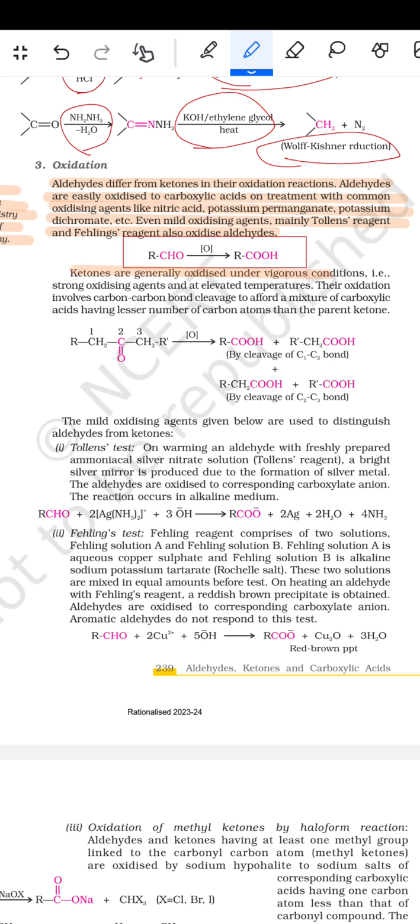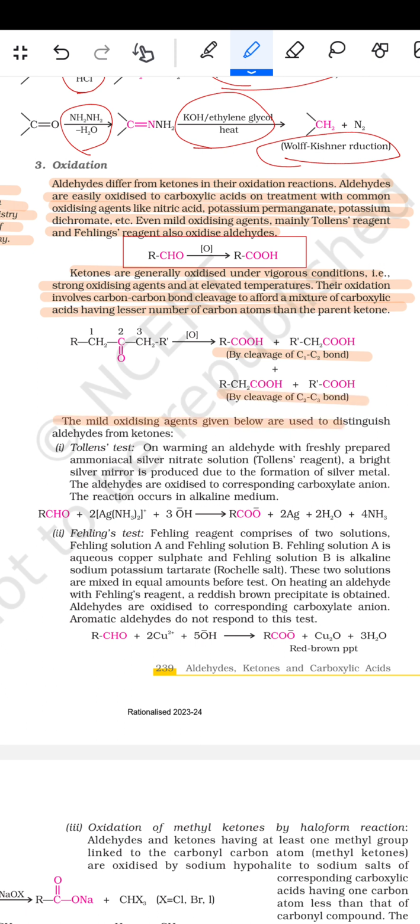Ketones are generally oxidized under vigorous conditions, that means a strong oxidizing agent, and at elevated temperature. Their oxidation involves carbon-carbon bond cleavage to afford a mixture of carboxylic acids having a lesser number of carbon atoms than the parent ketone. जैसे ये है पर उसमें ऑक्सीडेशन करेंगे तो बाई क्लीवेज ऑफ द C1 C2 बॉन्ड से ये बन जाएगा, बाई क्लीवेज ऑफ द C2 C3 बॉन्ड से फिर ये बन जाएगा.